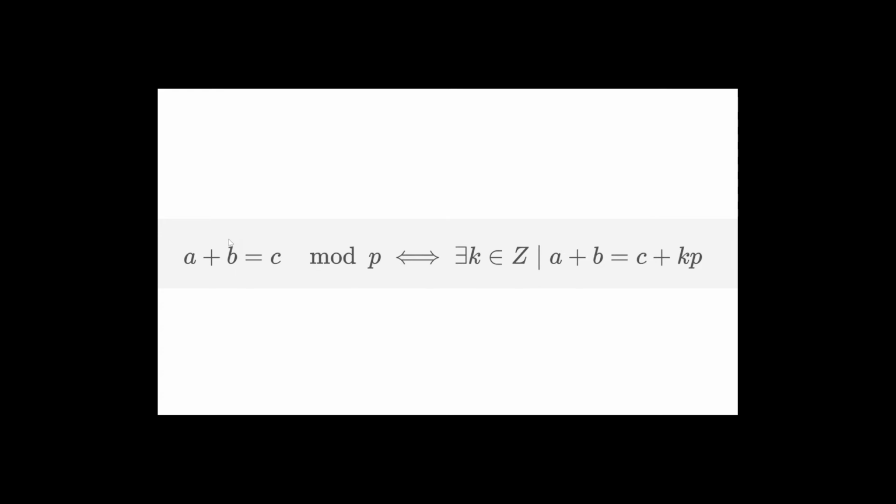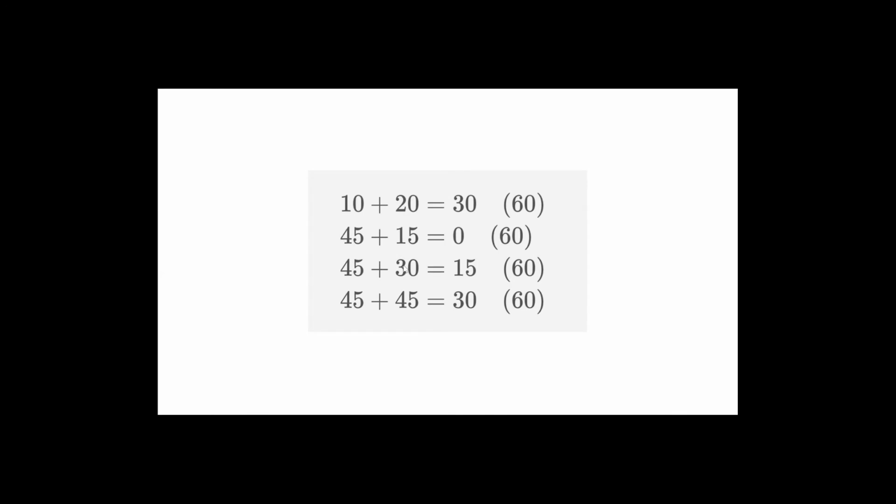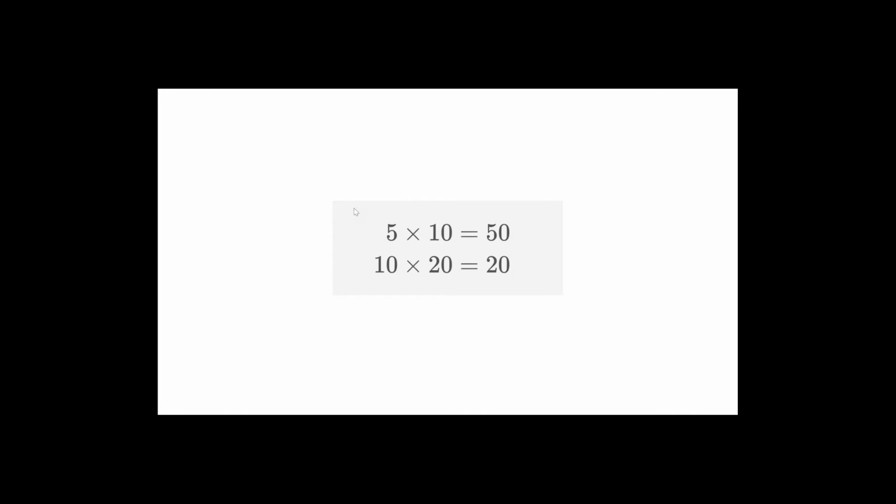we can do 10 plus 20 equals 30. But if we do 45 plus 15, the result is 60, which is equal to 0 in Z60. Therefore, it wraps around to 0. And if you do 45 plus 30, then now the result is 75. And we wrap around to 15. So anytime you go above 60 or below 0, you wrap around either on the positive side or on the negative side. Multiplication works exactly the same way.